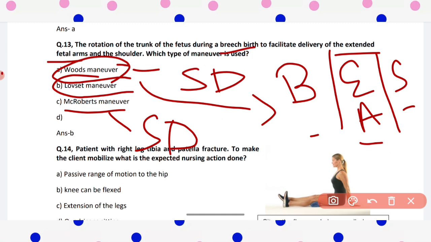So we can remove option C and option A, because these two options are only used for shoulder dystocia. The remaining one is Lowset maneuver. That's why we selected option B as the right one.